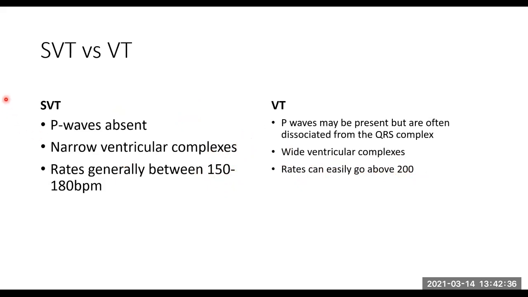So if we had to add sinus tachycardia, SVT, VT, and put them next to one another, we would say sinus tachycardia, P waves present; SVT, P waves absent; and here, the P waves not associated with the QRS complexes. Sinus tachycardia and SVT would have narrow ventricular complexes. VT would have wide ventricular complexes. Sinus tachycardia would have a rate generally less than 150. SVT generally between 150 and 180, but it can be higher. And VT can easily go above 200. Okay, so that's the thing to remember.